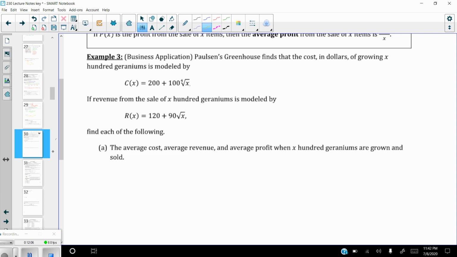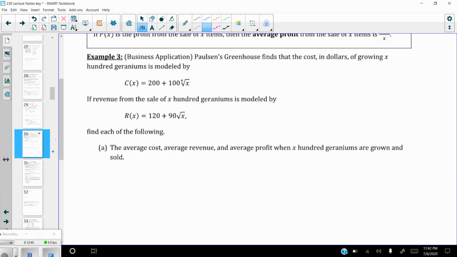So it says, Paulson's greenhouse finds the cost in dollars of growing 100 geraniums is modeled by the cost function 200 plus 100 times the fourth root of X. If the revenue from the sale of X 100 geraniums is modeled by R of X equals 120 plus 90 square root of X, find each of the following. We want to find the average cost, the average revenue, and the average profit when X 100 geraniums are grown and sold. So that shouldn't be too hard.